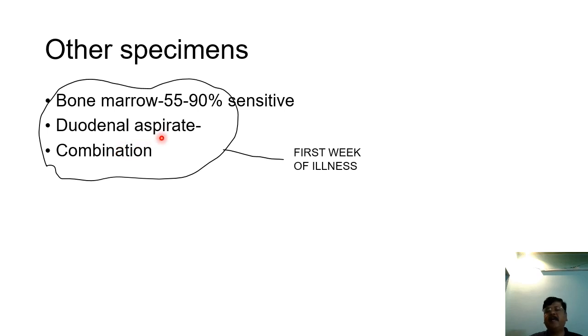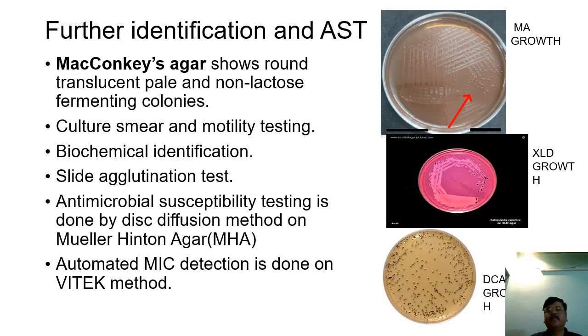Then duodenal aspirate, again it is invasive. We have to do the procedure on the patient. Then we can go for a combination of these methods for appropriate diagnosis of the disease. So these are all the first week of illness. Now, once the growth occurs and after subculture, we have to go for further identification and antimicrobial susceptibility testing.